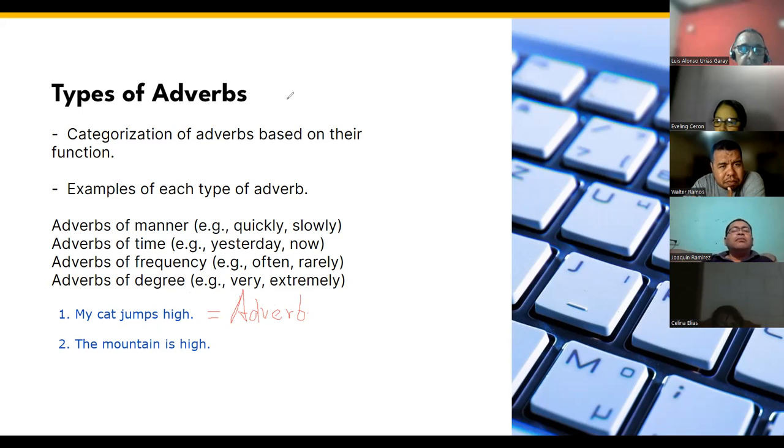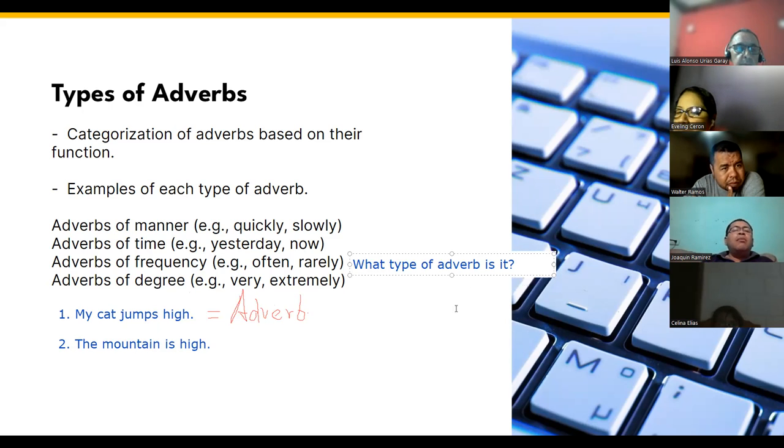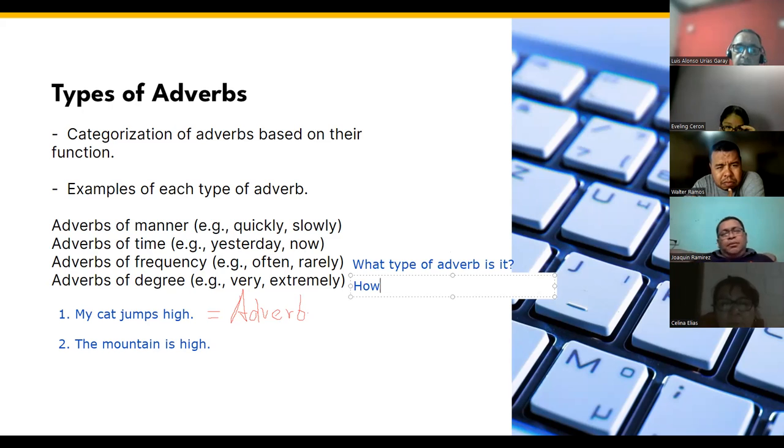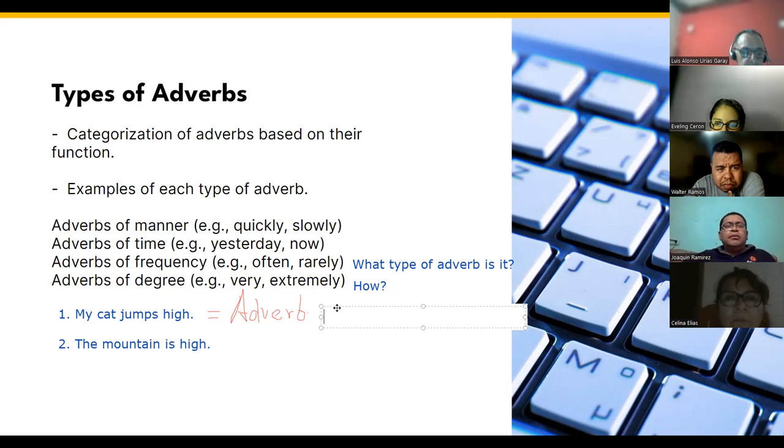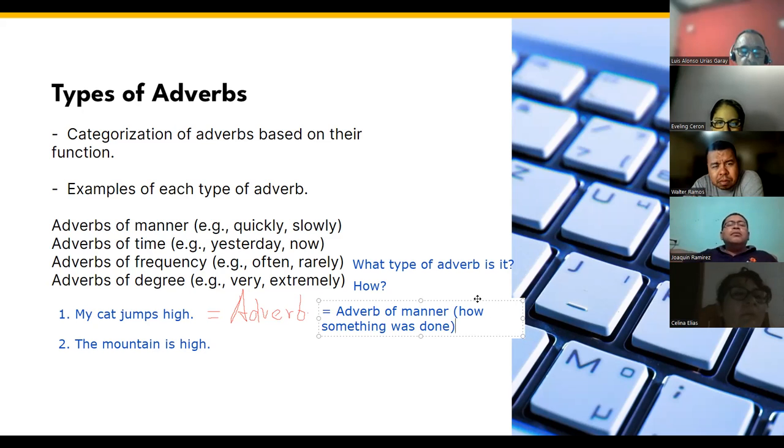Now ask yourself this question: what type of adverb is it? It is an adverb of manner. Why? Manner means how something is done. It answers the question how. Jumps high: it was done high, so therefore it's an adverb of manner. You can say it's an adverb of how something was done.